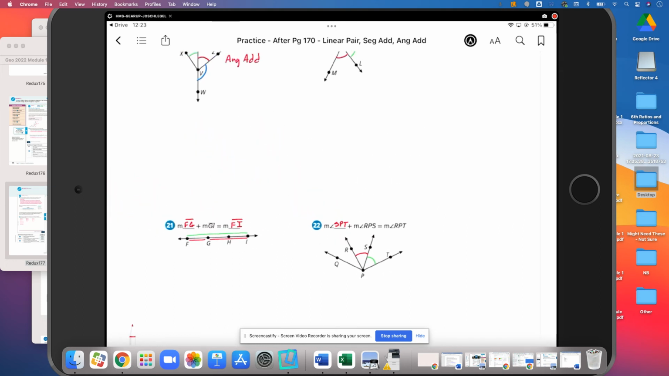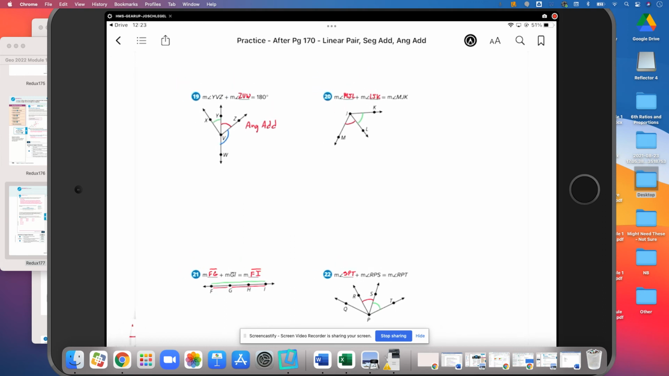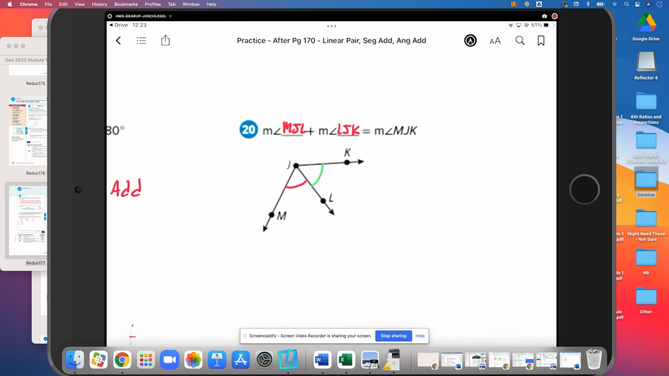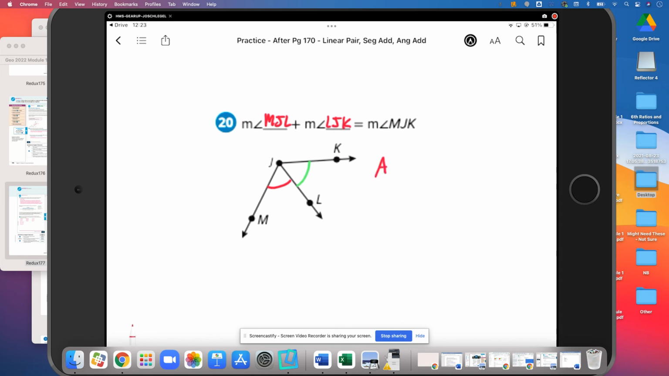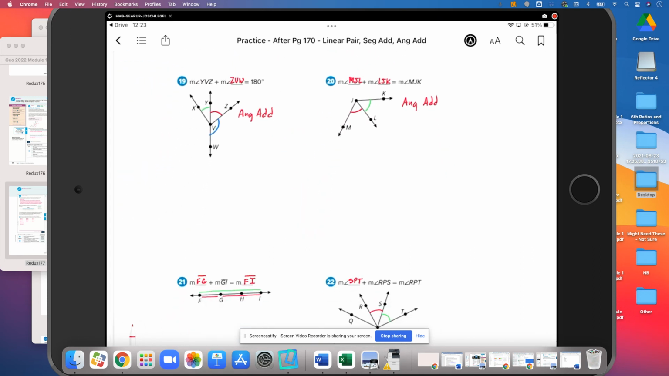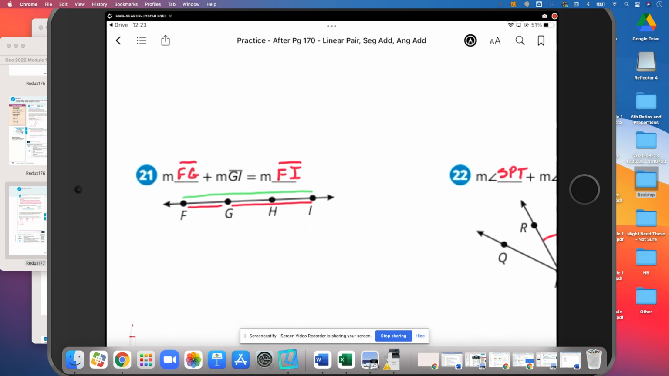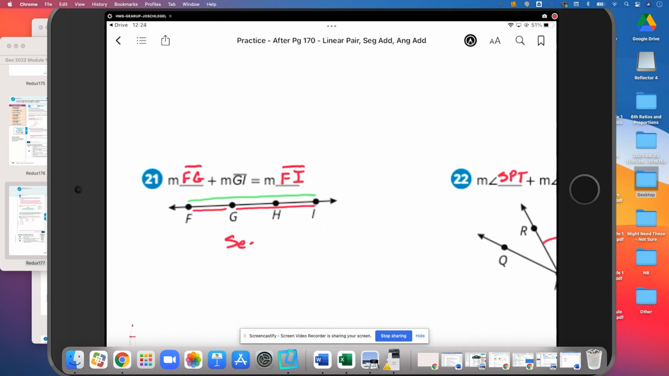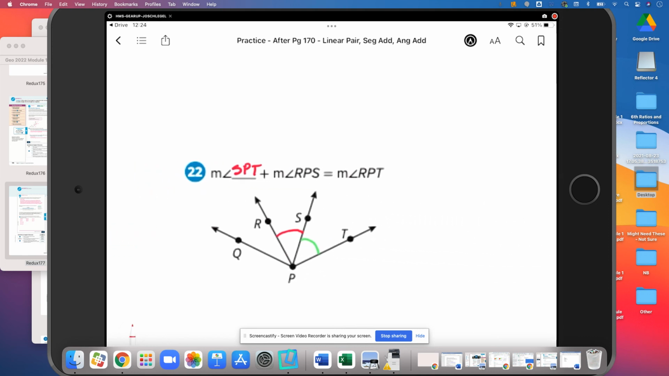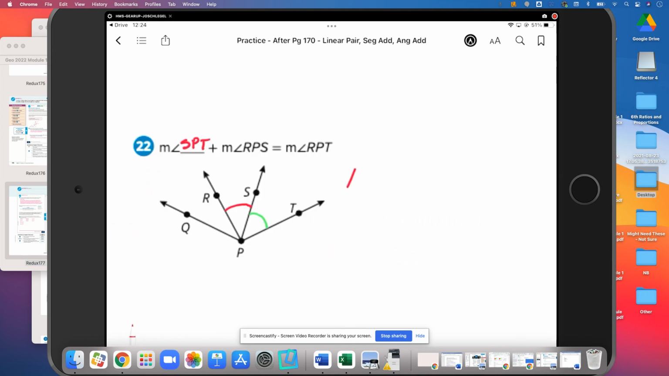And I think on these last couple I forgot to name the thing that I used. So on 20, this is angle addition. On 21, this is an example of segment addition. And then on 22, we have another example of angle addition.